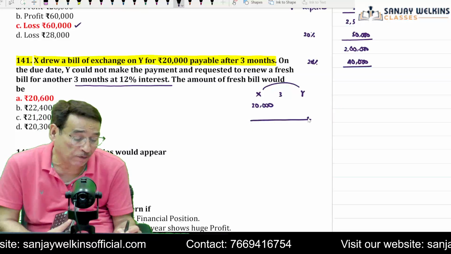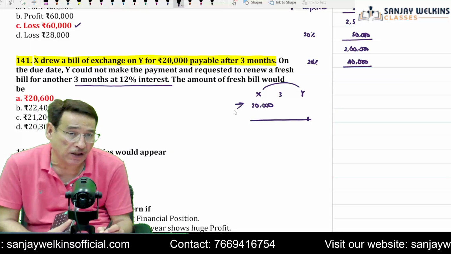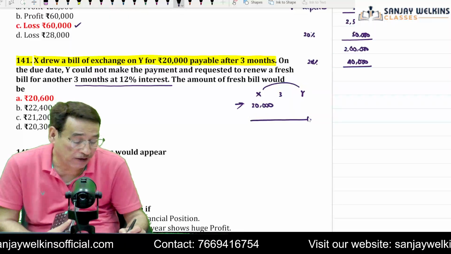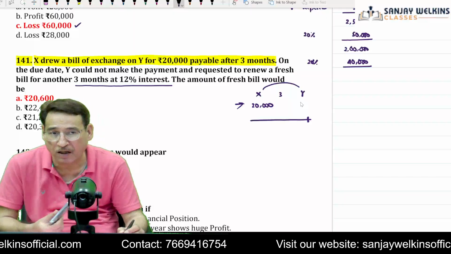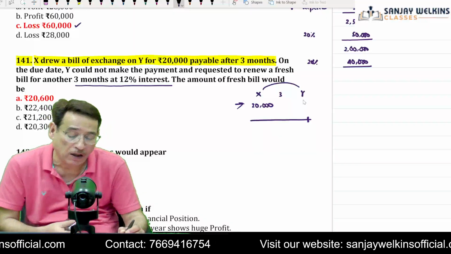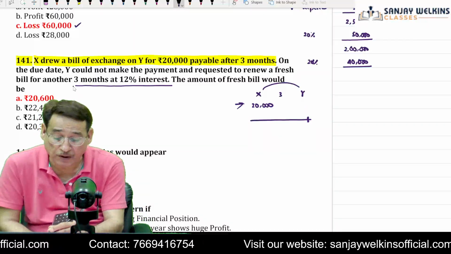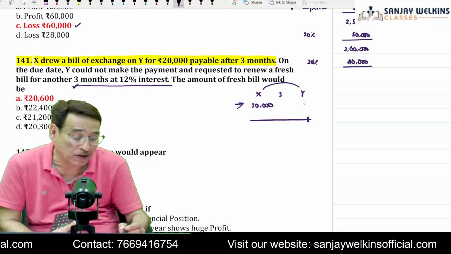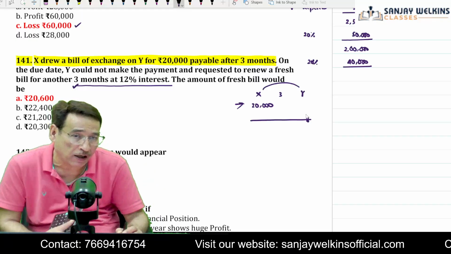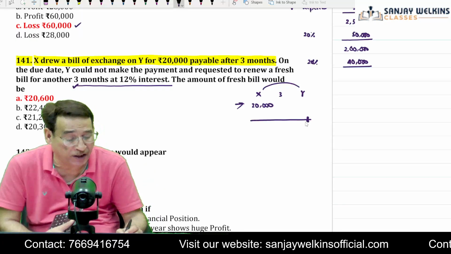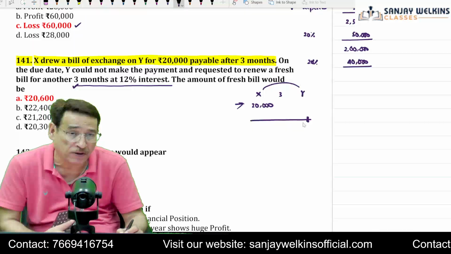After 3 months have gone by, we did not receive the money because Y failed to pay the money and he asked to renew the bill. That means he is asking us to draw another bill upon him, and another bill will be drawn for another 3 months. 3 months have already gone by, and after 3 months we will draw another bill upon Y. A new bill we are going to draw, and that bill will also be of 3 months.